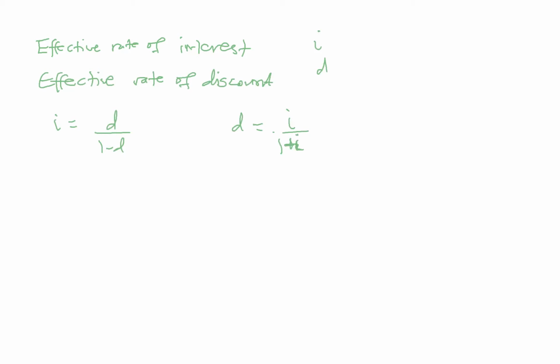Then we further say that d is equal to iv. Look at this. v is equal to 1 over 1 plus i. So this is equal to i times 1 over 1 plus i, which is equal to i over 1 plus i. So indeed, d is equal to i over 1 plus i. And that's how come it can also be equal to i times 1 over 1 plus i, which is equal to iv.